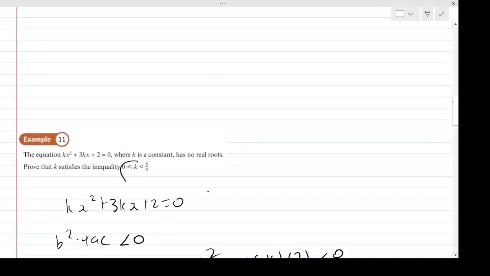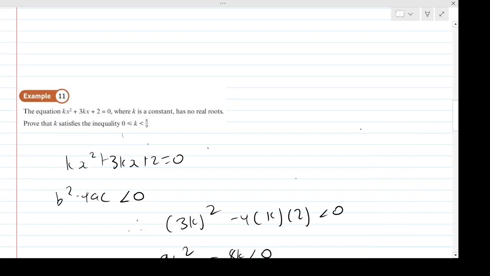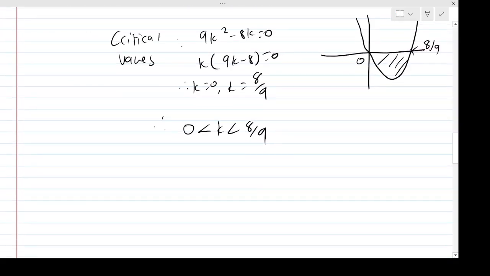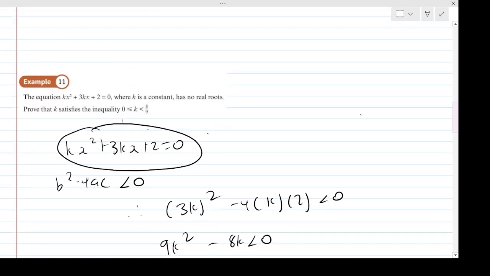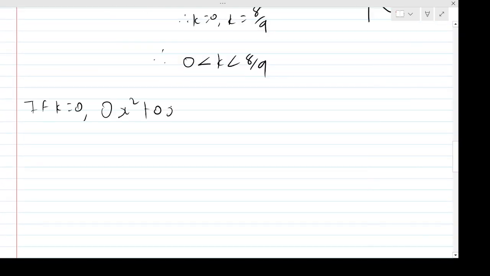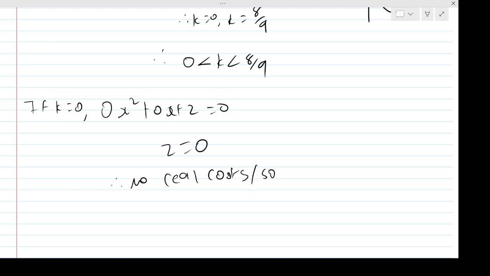We're nearly there, but we need to show that k could also be equal to 0. So we need to see what happens when k is equal to 0 as well. So if k equals 0, then this equation would boil down to 0x squared plus 0x plus 2, and that would mean equal to 0. That would mean 2 equals 0, but that is incorrect. That cannot happen. Obviously 2 is not equal to 0. Therefore there are no real roots or solutions here. So k could also be 0, so therefore 0 is less than or equal to k and less than 8 over 9, and that is my inequality there.